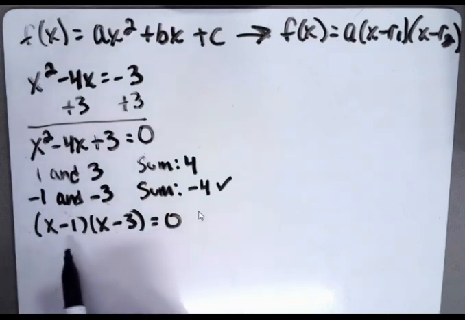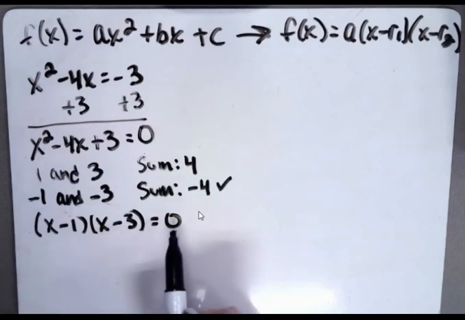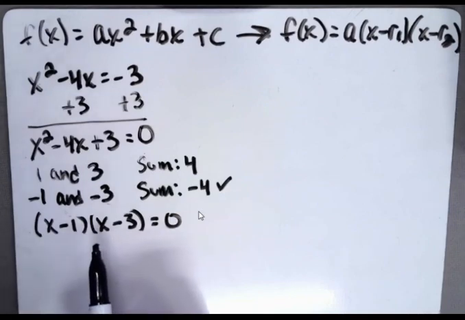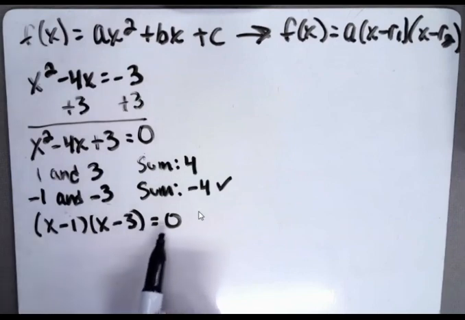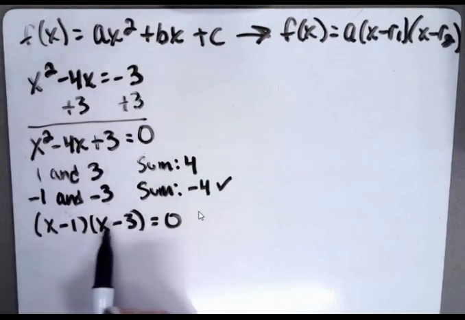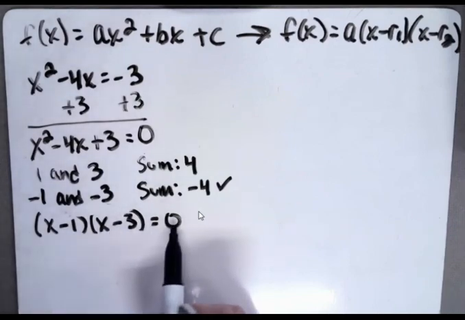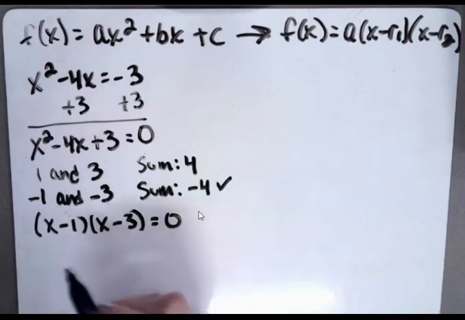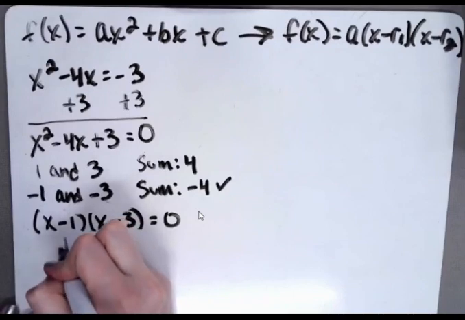I've got two items being multiplied, and I'm winding up at 0. Well, the only way that can happen is if one of those items is 0 itself. Right? Think about how we can multiply to 0. 4 times 0, 0 times 3, 0 times 100, 0 times 1,000,000 would all give us 0. So the only way we can multiply two things and wind up at 0 is if one of those things is a 0. So this is going to lead me to two equations.